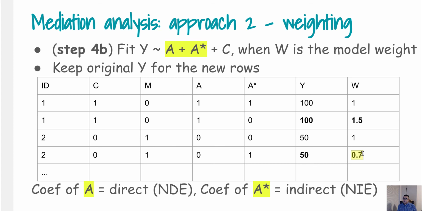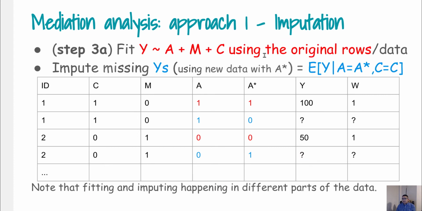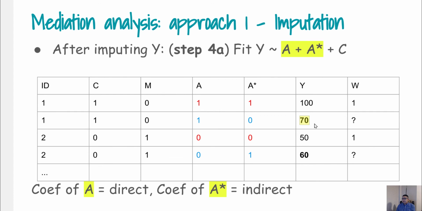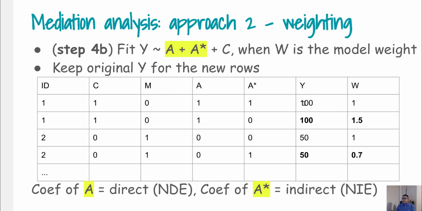Previously, going back to the imputation approach, we were changing our Y values based on the model fit that we got in step 3. Whatever value we got from the model fit, we were just inputting those values in here. But in the weighting approach, we are keeping the same Y values. We are not changing these Y values. We are keeping the original Y values for that person. The only thing we are doing is calculating these W values.